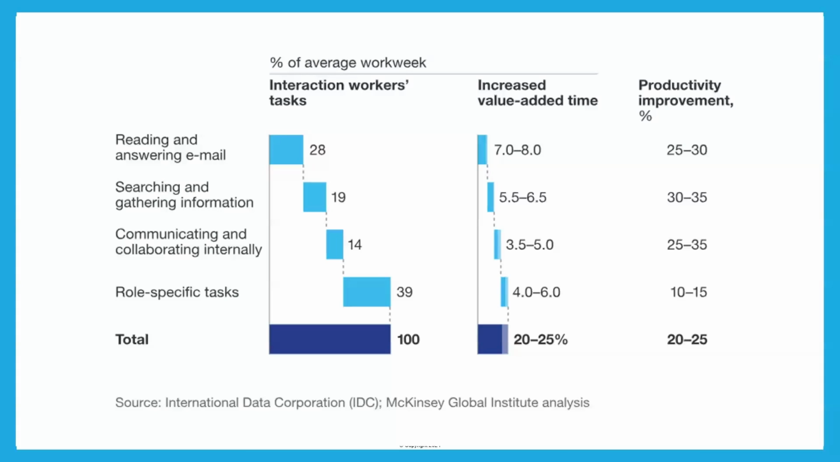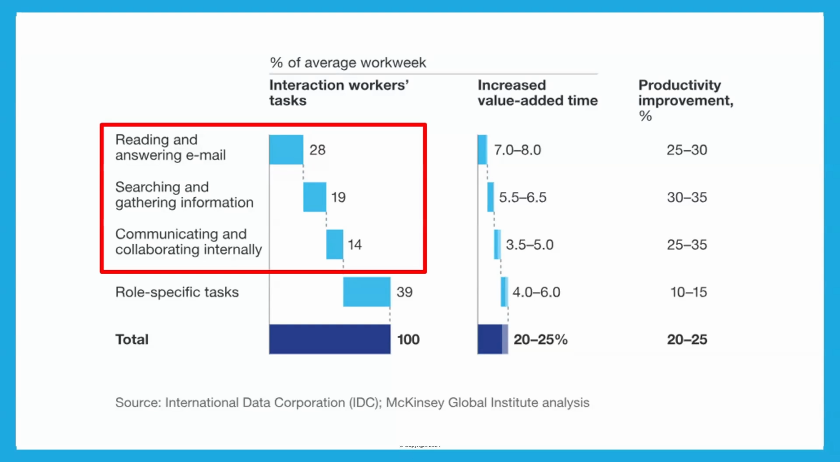Well, McKinsey Global did a study across many industries, I think 200 or 300 companies, and they found that the average knowledge worker, being someone who spends a lot of time with information or on computers. Look at these stats. Reading and answering email, 28% of every day. Searching and gathering information, 19% of every day. 14% collaborating internally otherwise, whether it's at the water cooler, phone calls, in meetings. That's a total of 61%.